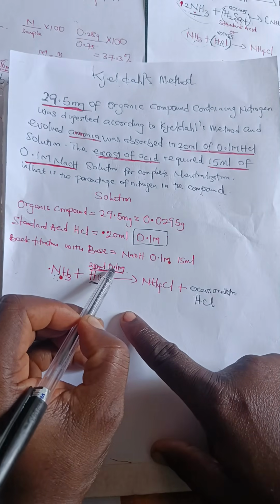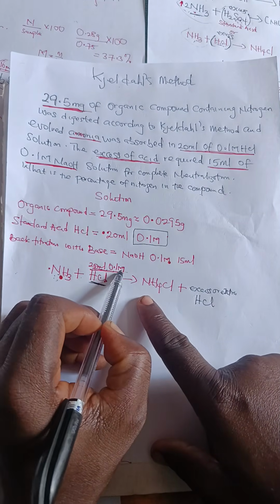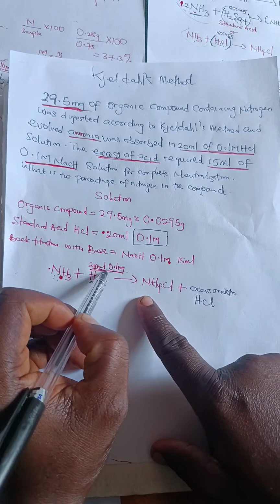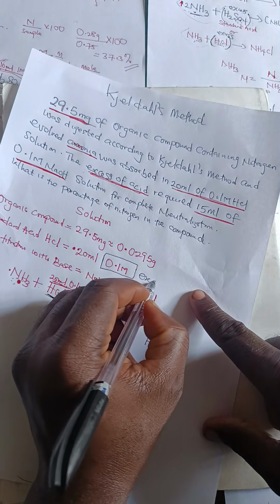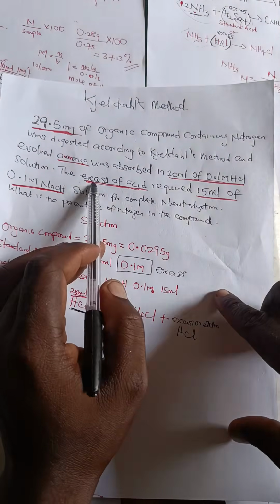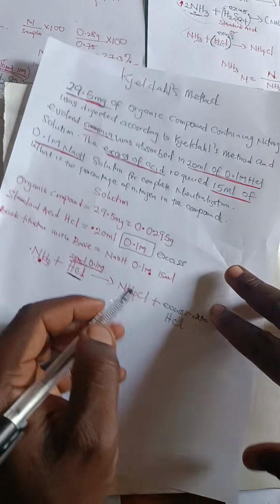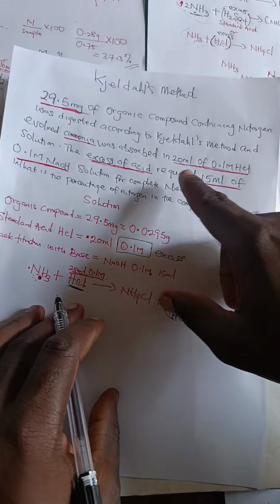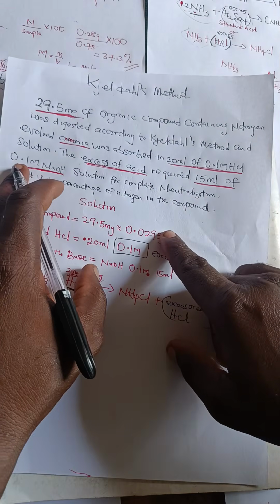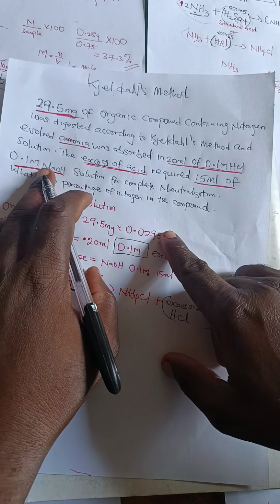Is it 20 mL, 0.1 molar? Was this the exact amount that reacts with NH3? No, because this value is in excess. Now, the only thing we can do is look at how they further the question. They said the excess of acid, they are talking about this excess. The excess of acid required 15 mL of 0.1 molar NaOH.